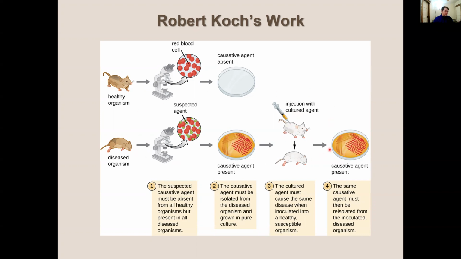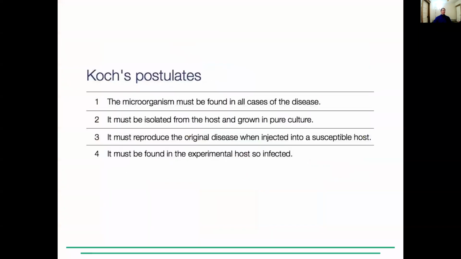This process that he went through led to the development of Koch's postulates. Koch's postulates are still used today to identify the causative agent of a disease. The first of these postulates states that the microorganism must be found in all cases of the disease. Obviously, if the microbe is what's causing the illness, if someone has that illness, they must have the microbe.